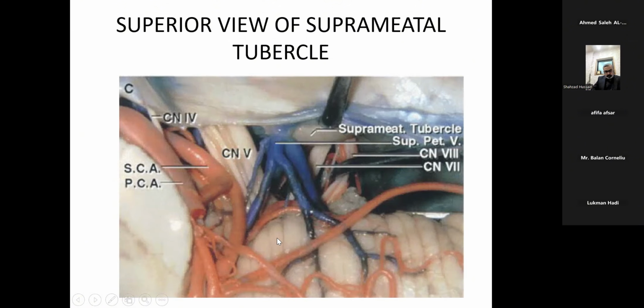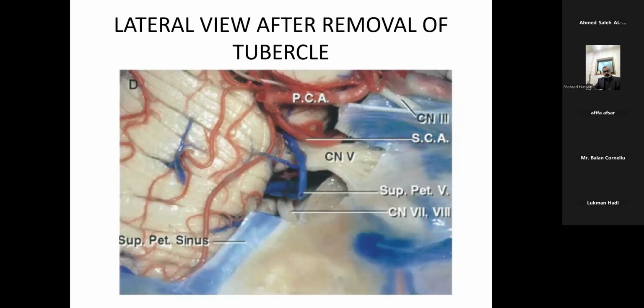This is the portion of the cerebellum which has been retracted so that the vessels can be seen, and this is the choroid plexus, which is hanging down from the foramen of Luschka. This was a superior view of the suprameatal tubercle, to make it clear how lateral it is. Once we drill that portion, we can appreciate the medial aspect and medial origin of the nerves more clearly. This is again a lateral view after the removal of the tubercle itself.